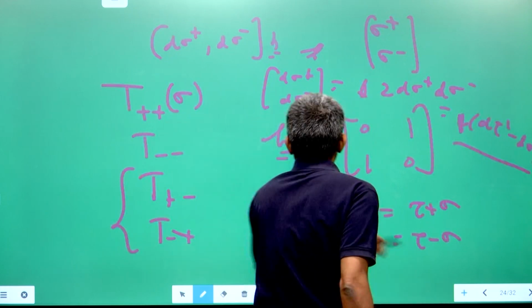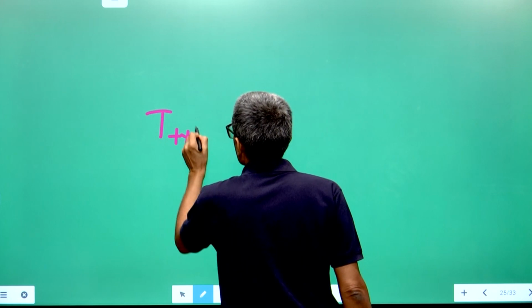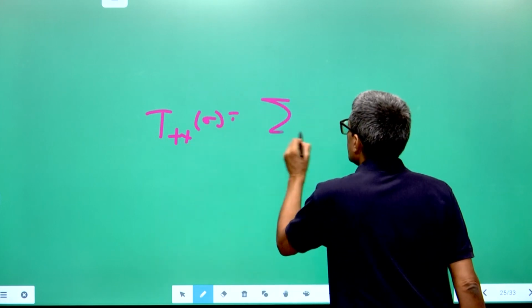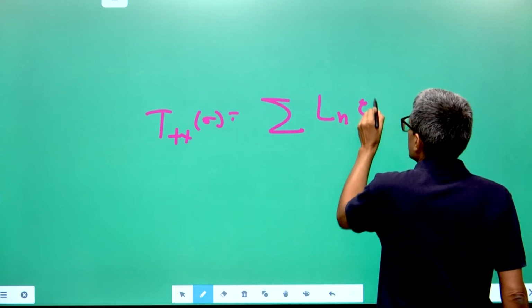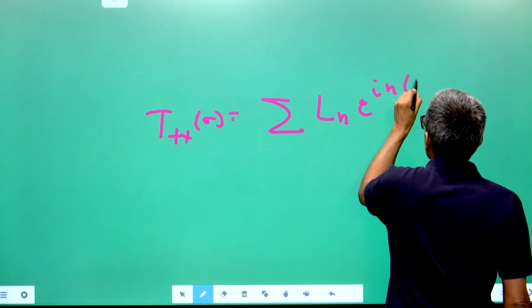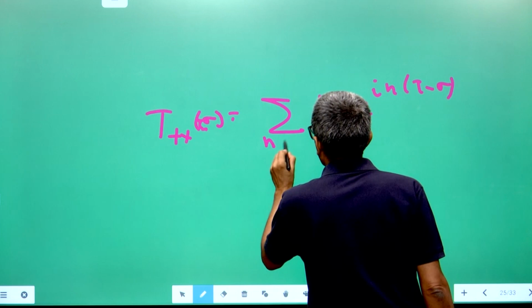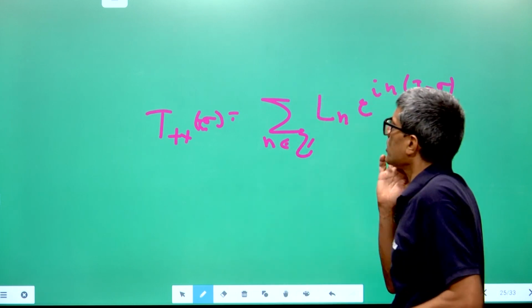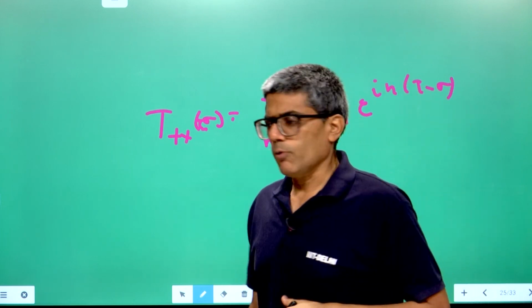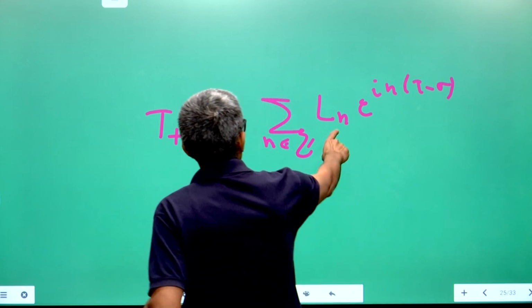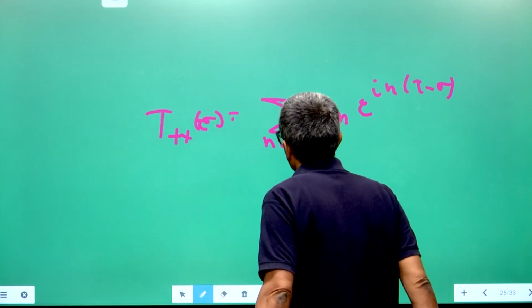So if you expand your T plus plus (sigma) in terms of a Fourier series, you get L_n e^{in(tau + sigma)} or e^{in(tau - sigma)}, with n varying over all of Z. And these L_n's are the Fourier series coefficients. These L_n's will be quadratic forms in the creation and annihilation operators of the string.